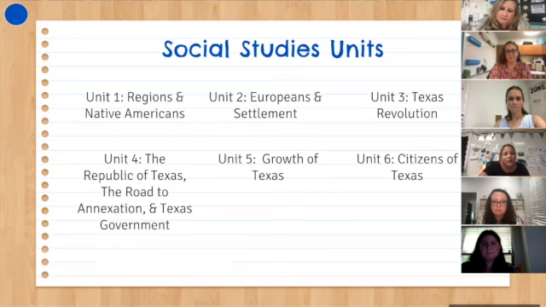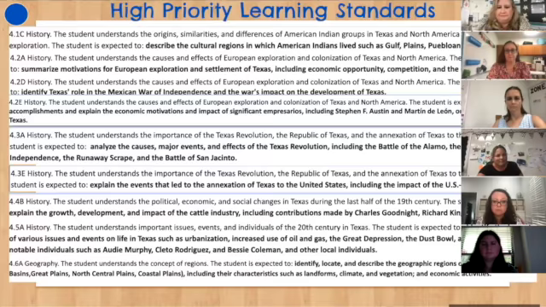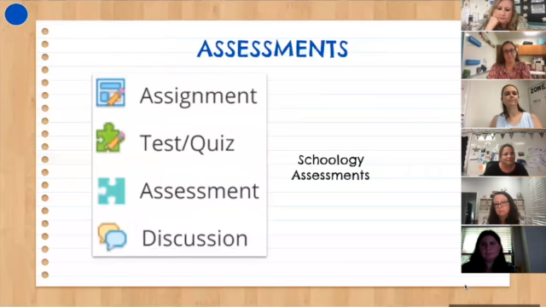And then some of our units, like I said, unit 1 is regions and Native Americans. We're doing the Europeans and settlement, the Texas Revolution, the Republic of Texas, and the road to annexation. We have the growth of Texas and citizens of Texas. And these are, again, the high priority learning standards that we make sure that they know them and that they're prepared and they're ready to go on to the next grade level. Same thing again, we utilize Schoology with assignments, the tests, the assessments, and then the discussion posts.